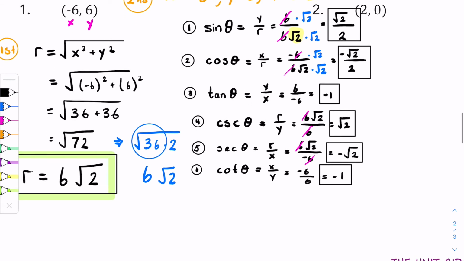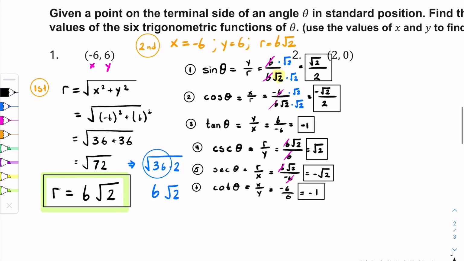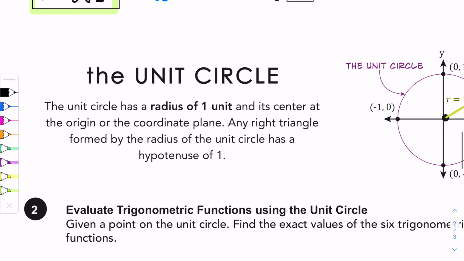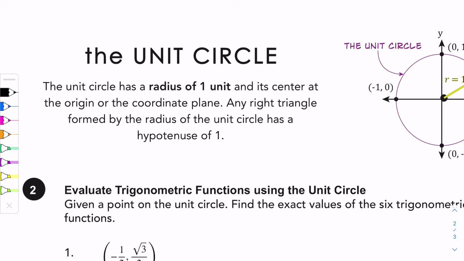All right, next, you can finish number 2 in the on your own section by yourself. The answer key is on my website, or I can go over it during the live session if anyone wants to log on. But we're going to go over the last example set, which is using the unit circle. And today we're just going to touch base on this. During the next lesson, we really go in depth with the unit circle.